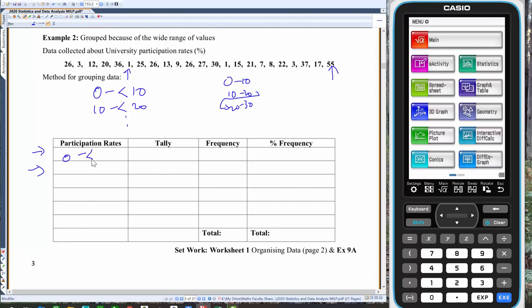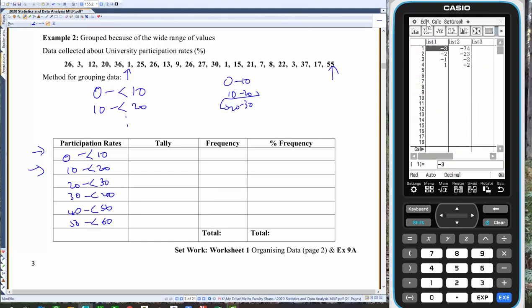So I'm going to say 0 to less than 10, 10 to less than 20, 20 to less than 30, 30 to less than 40, 40 to less than 50. Geez, isn't it? 50 to less than 60. All right, now I'd have to process this list, and I find processing lists of unsorted data a nightmare.